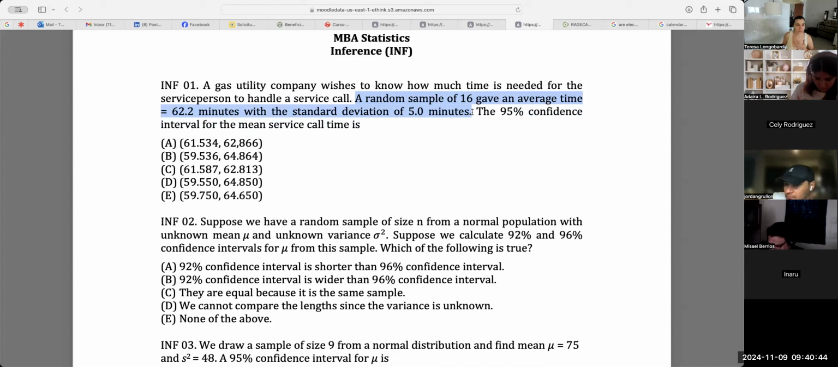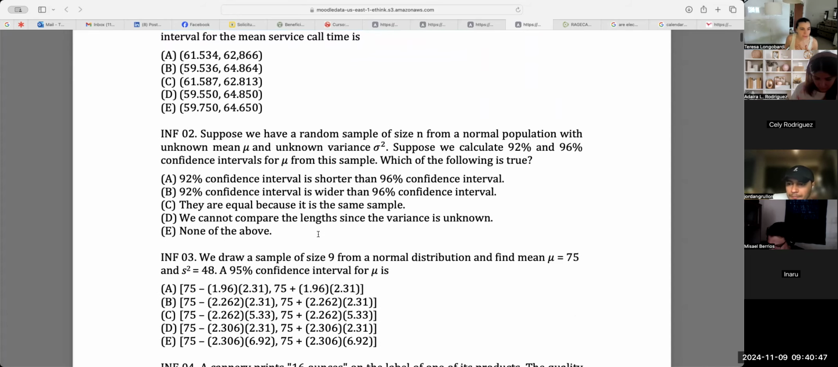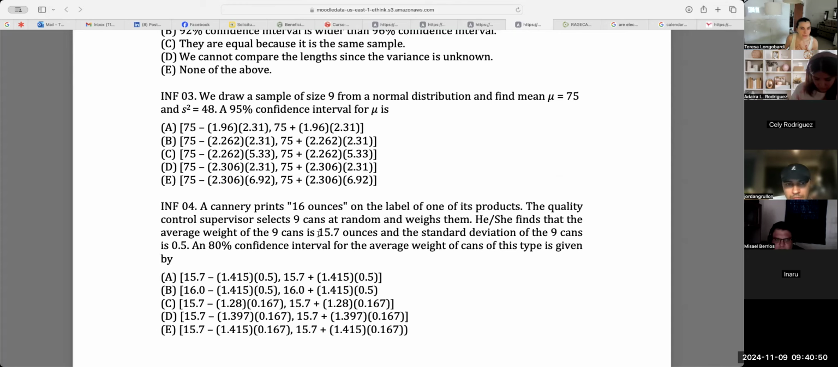But let's look at the next one. Oh, no, let's not look at the next one. Let's go to number 4. All right, so tell me which formula I'm going to use here, 4, 5, or 6? Which set of formulas do I refer to, 4, 5, or 6? A can reprints 16 ounces on the label of one of its products. The quality control supervisor selects 9 cans at random and weighs them. They find that the average weight of the 9 cans is 15.7 ounces and the standard deviation of the 9 cans is 0.5. An 80% confidence interval.